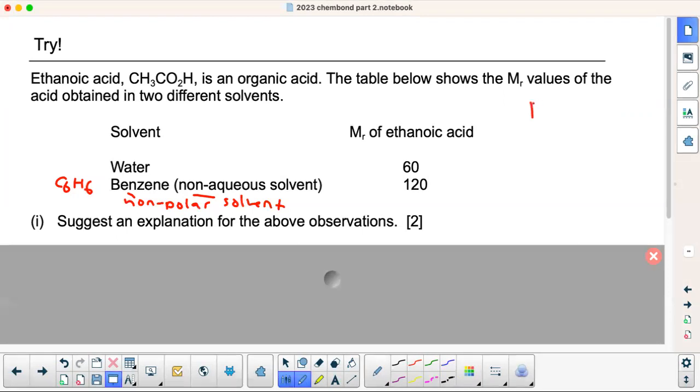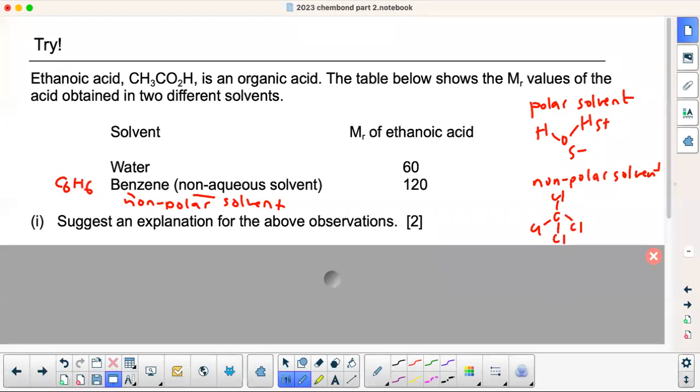When I say polar solvents, polar solvents are generally like water. Water is a polar solvent, delta plus, delta minus. There are also non-polar solvents. Non-polar solvents are usually, for example, I think we learned this one, CCl4. So polar compounds like polar solvents, non-polar compounds like non-polar solvents. Don't expect to dissolve your sodium chloride, which is ionic, into oil, which is non-polar. It will definitely dissolve in polar solvents like water.